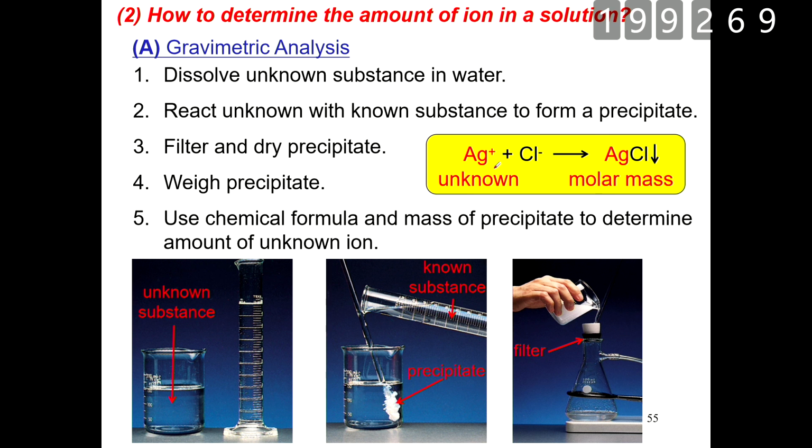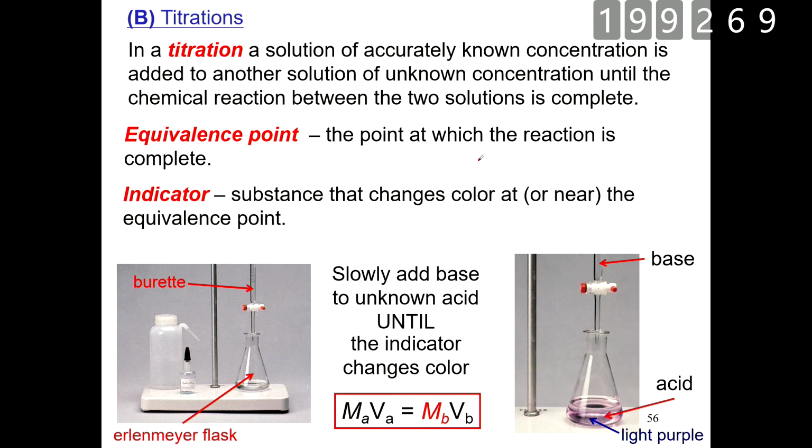Like this. Okay, we don't know the amount of silver in the solution, but we can get the solid product. And after we get the mass of the product, we can calculate the amount of the substance. The second way is called titration.